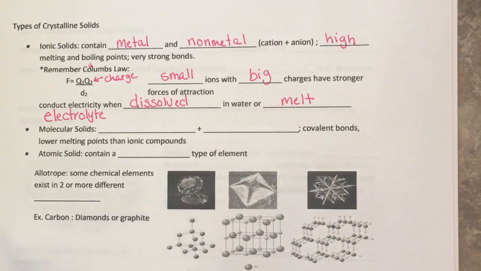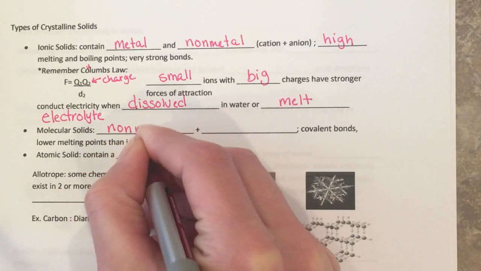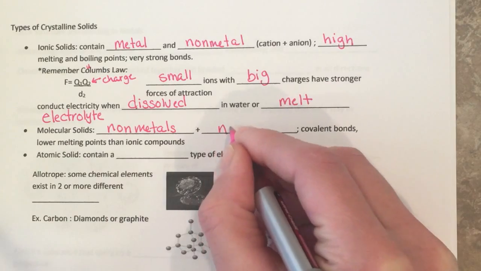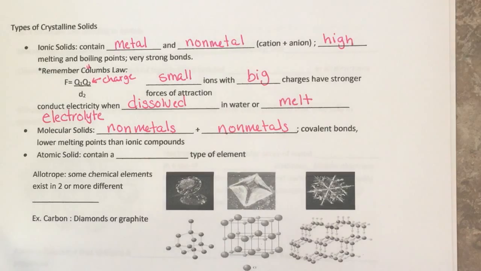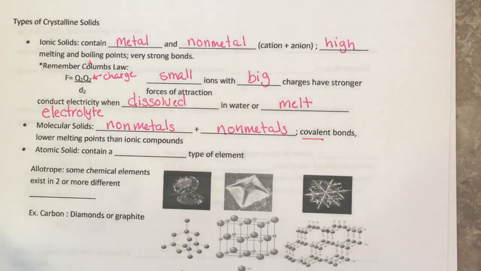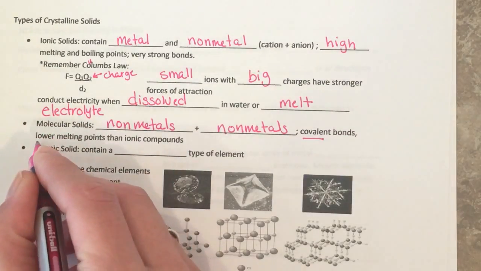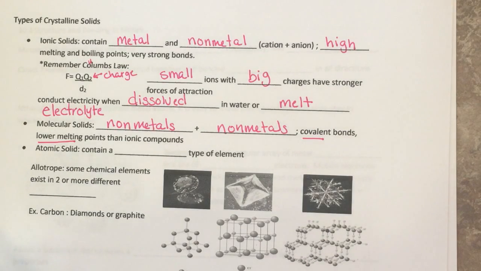Molecular solids are nonmetals only. Ionic compounds have ionic bonds. Molecular compounds have covalent bonds. In ionic compounds, somebody's gaining an electron, somebody's losing an electron. In molecular solids, they're sharing electrons. Now, because they are sharing, the bond isn't nearly as strong as an ionic solid, so they're going to have lower melting points. They also are not going to conduct electricity. Okay?